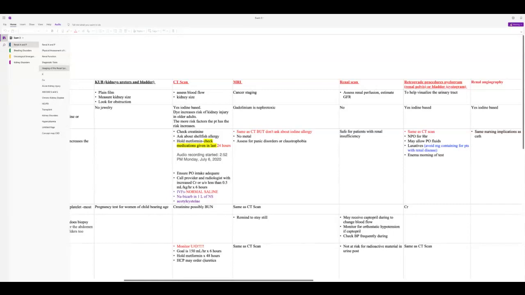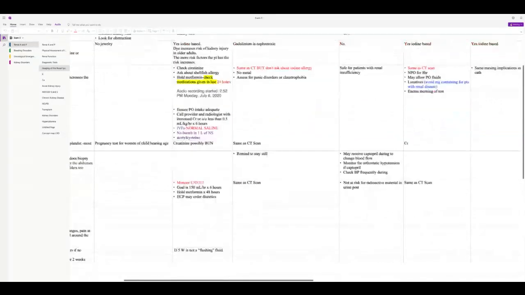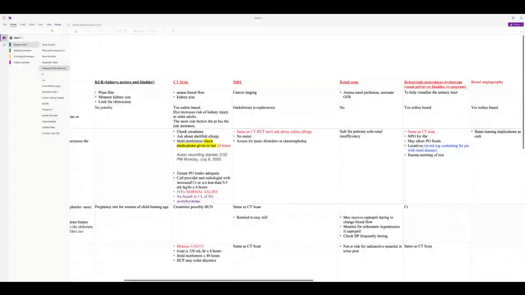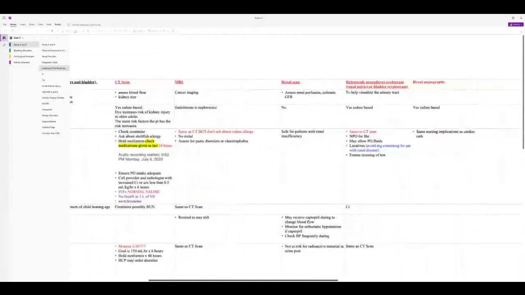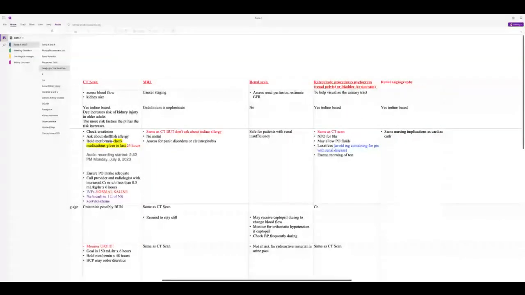You want to monitor the urine output and make sure that they are putting out urine after this test. With MRI, it's the same interventions. You just don't have to ask about a shellfish allergy. A renal scan is safe. Anytime you hear the word scan, it's a test in nuclear medicine. They inject isotopes into the patient and then watch how the isotopes are taken up by the kidney. So it is a safe test in somebody with renal failure.